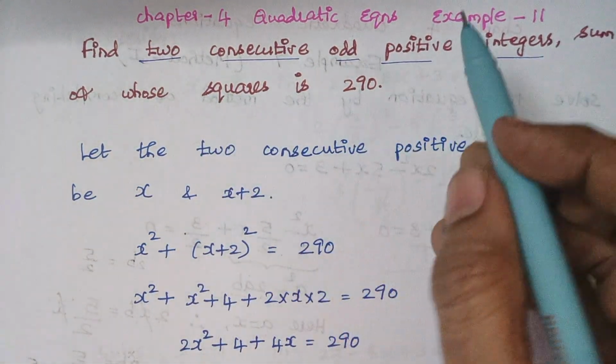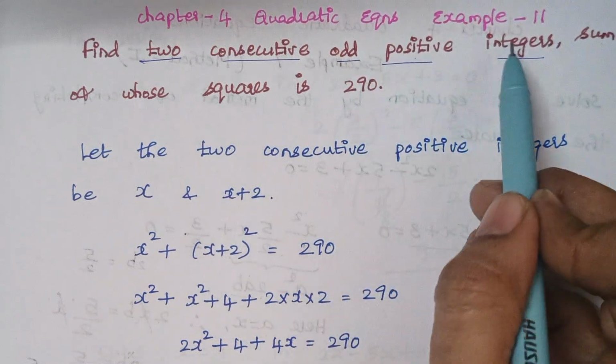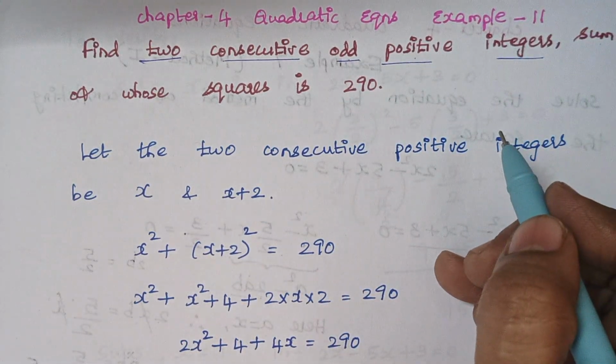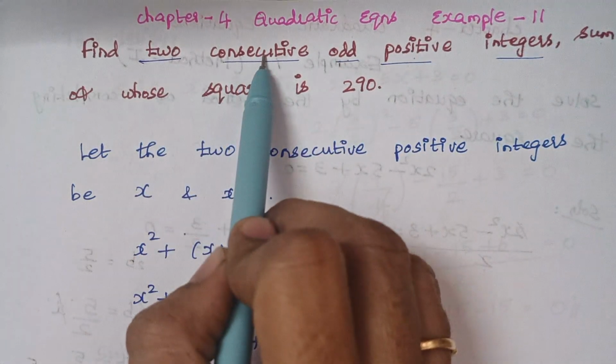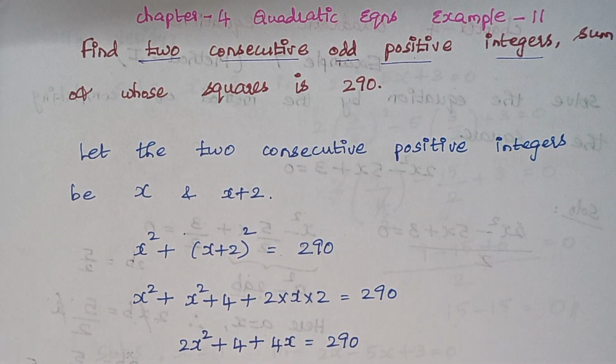So what do we want? We want odd positive integers, right? We want odd numbers, that too with a positive sign. And two consecutive. What do you mean by consecutive here? That is the number that comes next to it.